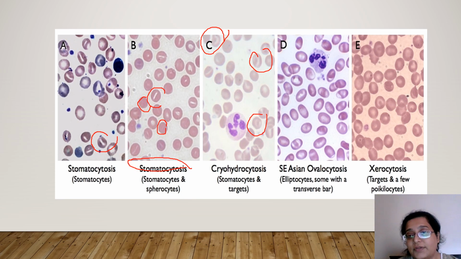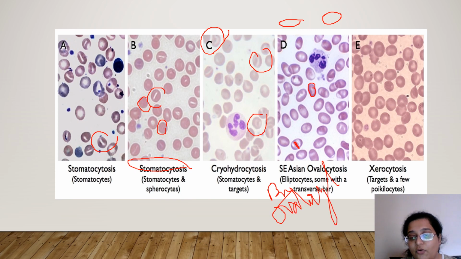Southeast Asian ovalocytes, you'll get oval cells rather than elliptical cells. Elliptical is like this, oval is like this. Okay, and you'll get a transverse bar in these oval cells. So you might mistake it for a B12 ovalocyte. Don't do that. Look for this bar and then call it ovalocyte. And then xerocytes, where you get target cells, and see these are poikilocytes. Okay.